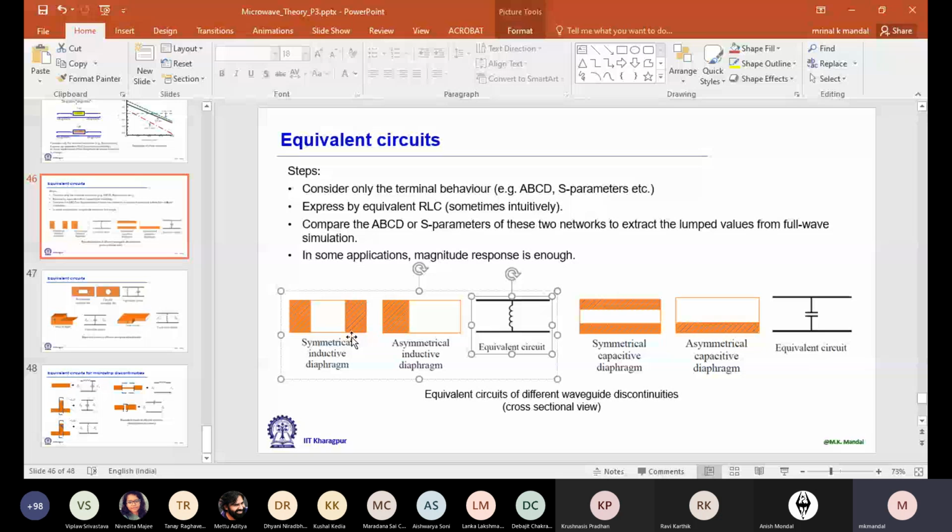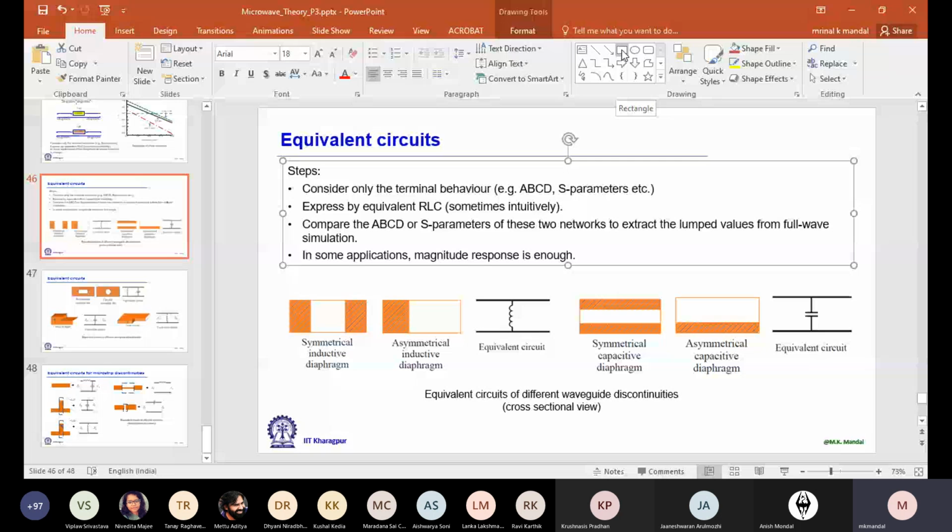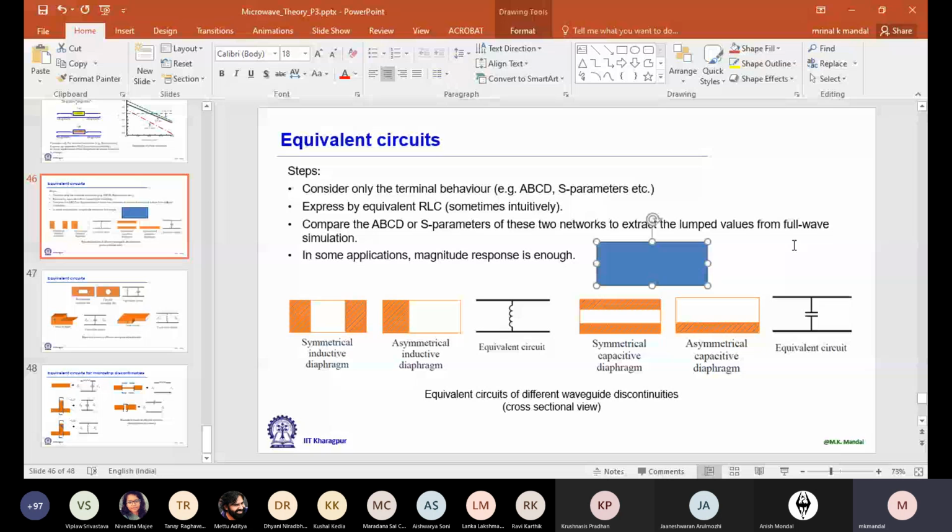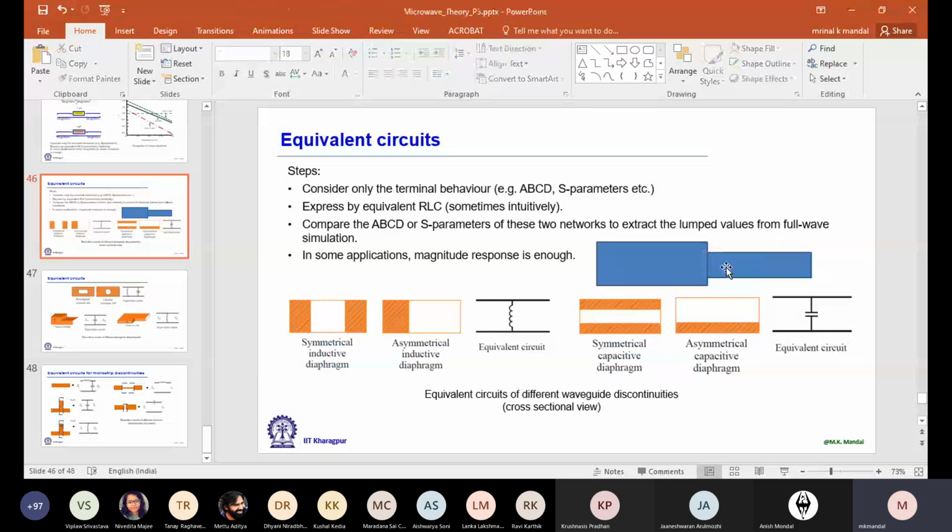Sir, in the same slide, if we are using the symmetrical inductive diaphragm, we are decreasing the width. So wouldn't that change the dominant mode frequencies and all? Yeah, you are right. That happens if I put a continuous perturbation. Let's say I'm showing the top view. This is your waveguide 1 and you are adding waveguide 2 here. Waveguide 2 has a different cutoff frequency, right? And that will happen for this one.